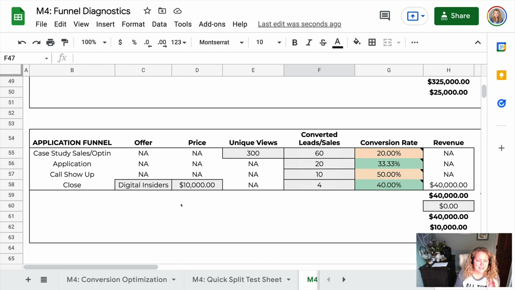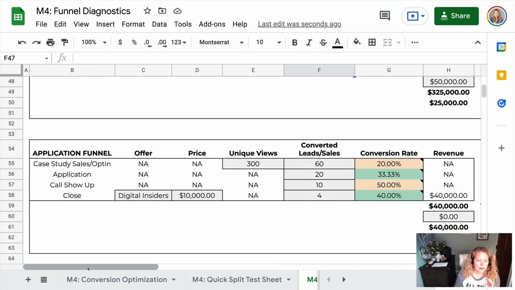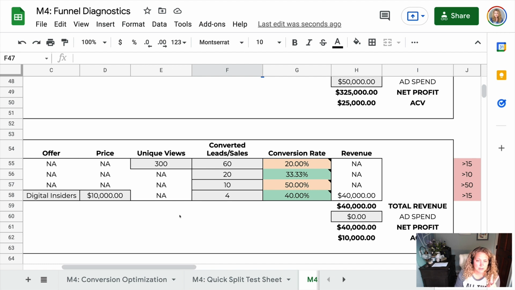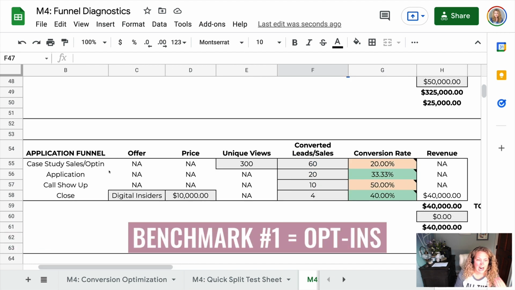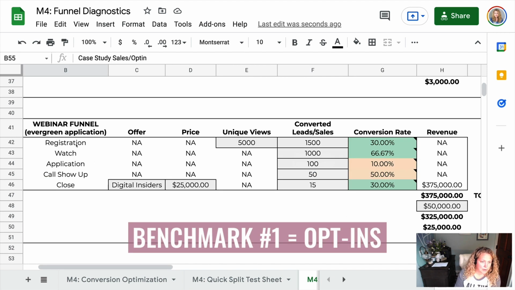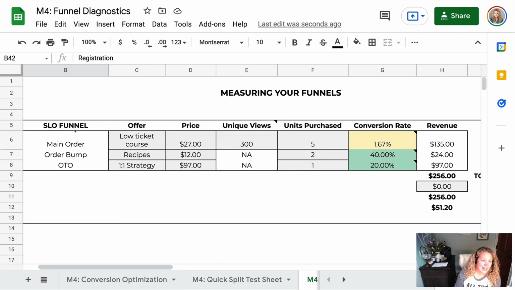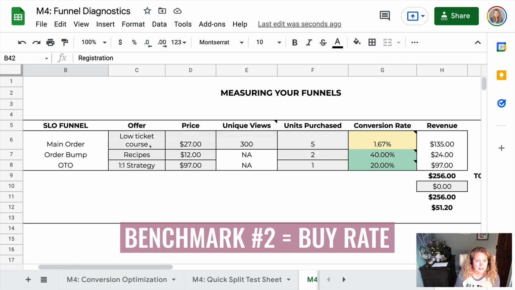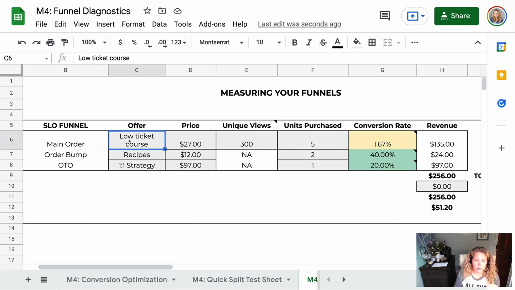So as you can see, in general, you want to focus on two different types of benchmarks. The first is like opt-ins, right? So on the webinar funnels, these would be opt-ins. On a low ticket, you don't have an opt-in. So there you're looking at the buy rates, and the buy rate is always going to be lowest for the main offer, and the buy rate will be higher for order bumps and OTOs.